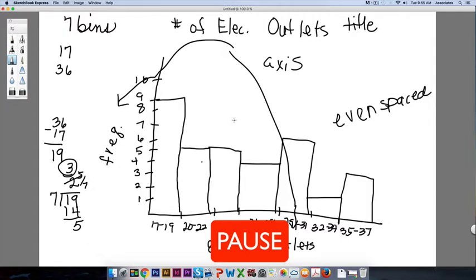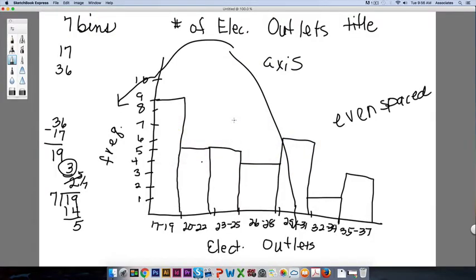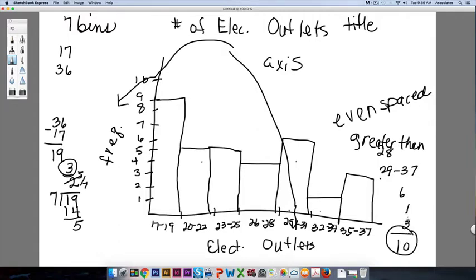Welcome back. Let's not clear off the graph because I think there's one question. So we can go back to our PowerPoint. And the question asks, what is the number of houses that have greater than 28 electrical outlets? So go back to our slate and let's see. We want greater than 28. So we want greater than 28, which means 29 through 37. So this bar was 6, this bar was 1, this bar was 3. So when I add it up, I get 10. So that's the answer for problem number 9, that there were 10 of them.